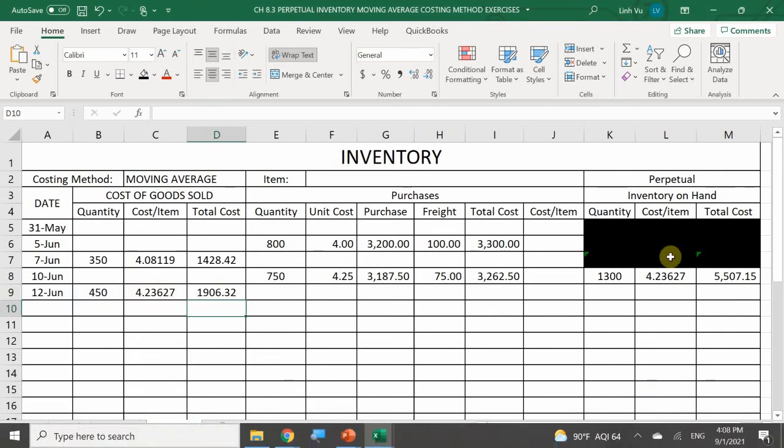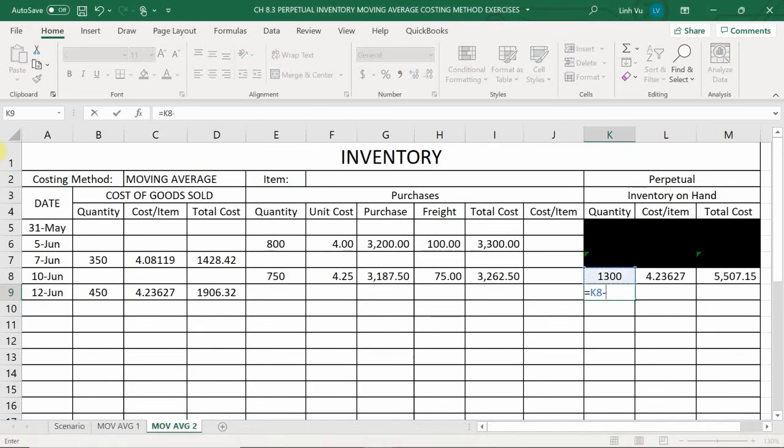$1,906.32. Good. Okay. So let's update my inventory. All right. If I sold 450 units, how much do I actually have left? 850. Okay.